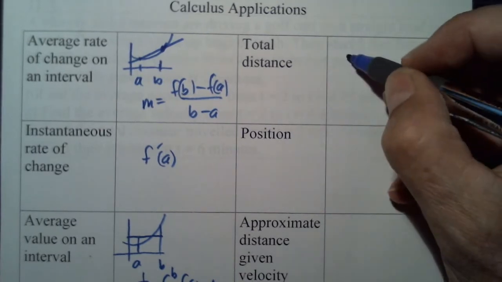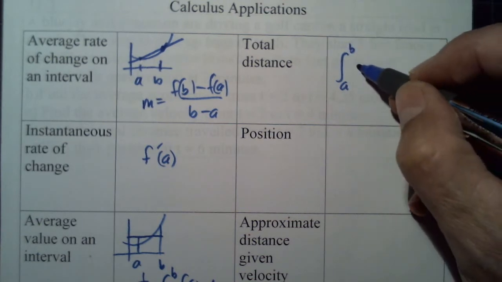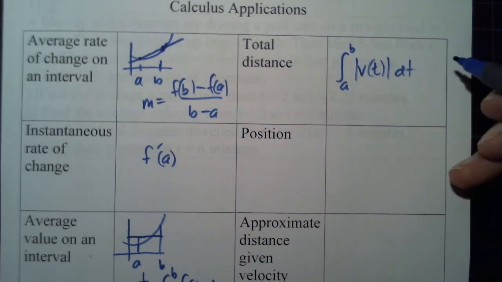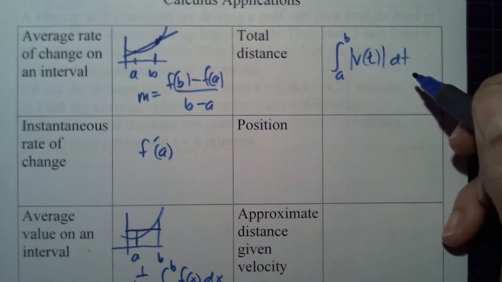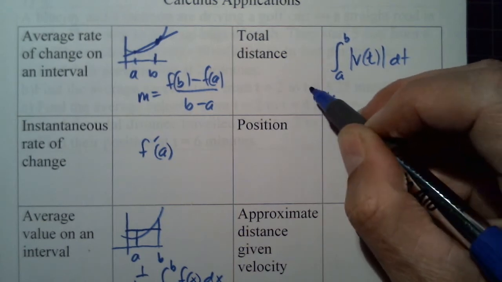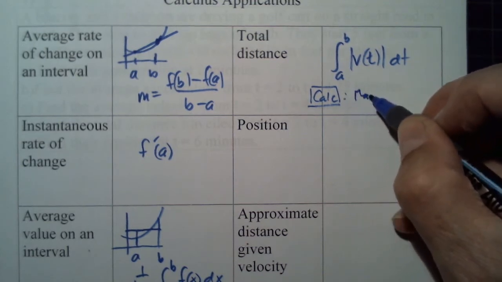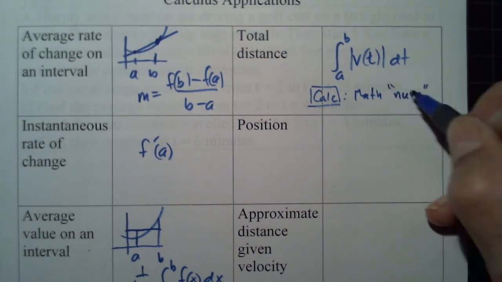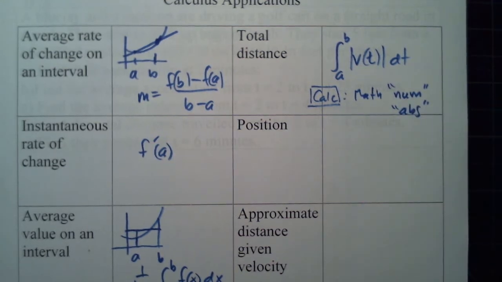Total distance traveled is going to be the integral over the interval of the absolute value of velocity, and for absolute value on a TI calculator, you go to the calc button, you select math, num, abs, and that'll give you an absolute value.